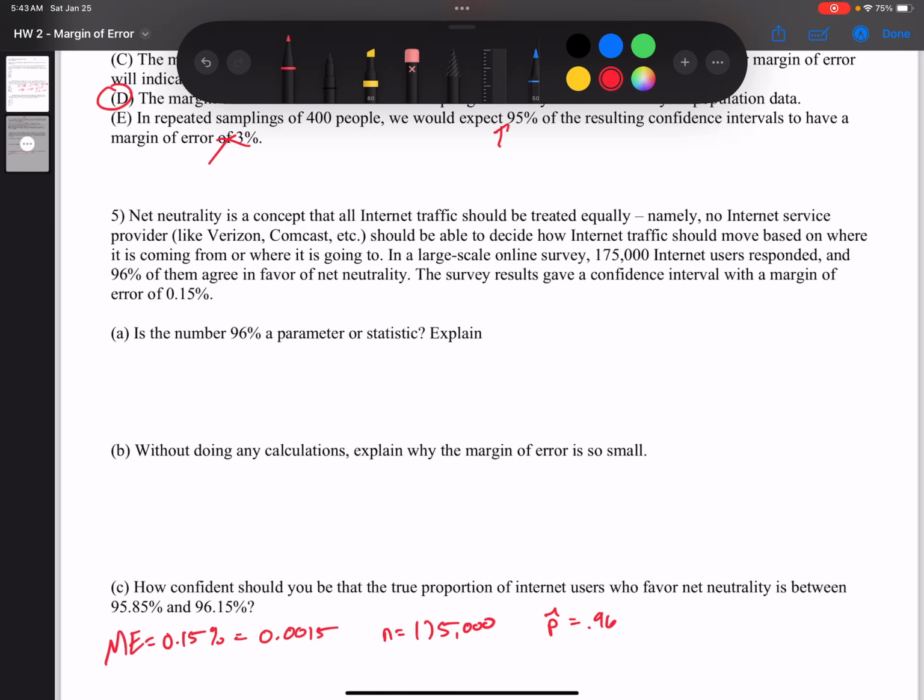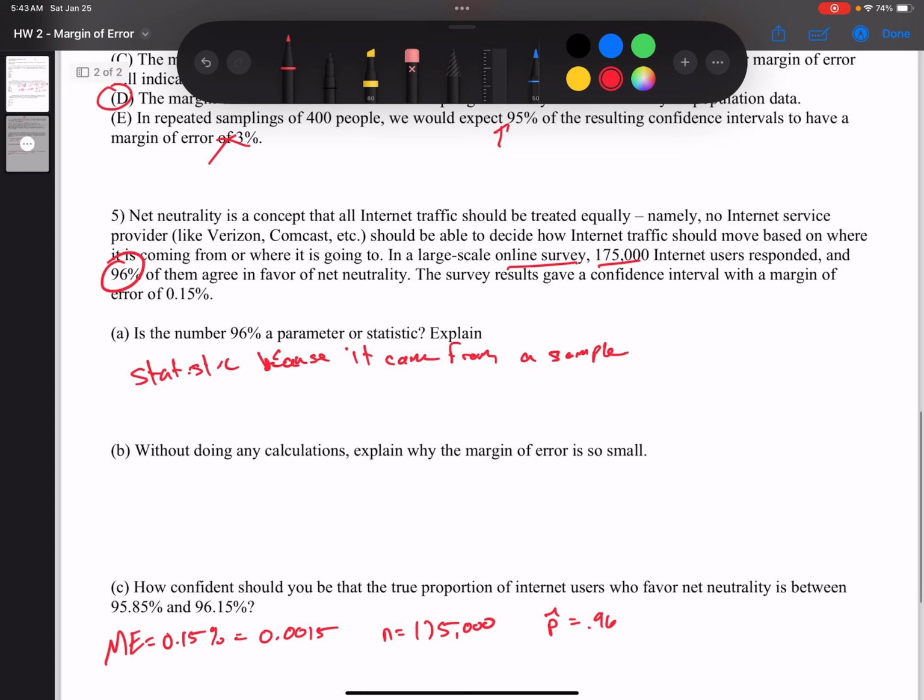All right, so for number 5, the question asks for part A, is the number 96% a parameter or a statistic? Okay, so remember, where did they get this 96% from? Is it from the population or is it from a sample? It says in a large-scale online survey, 175,000 users responded. So this is a survey, so it's a sample. So this is going to be a statistic because it came from a sample. Remember, parameters are population.